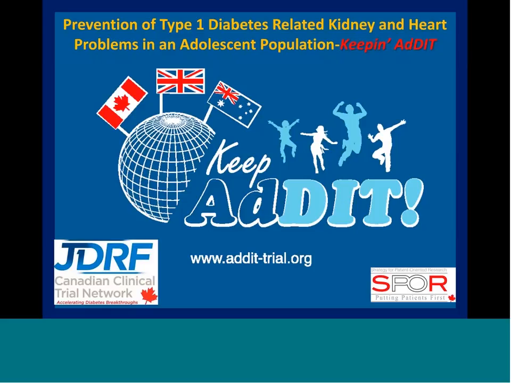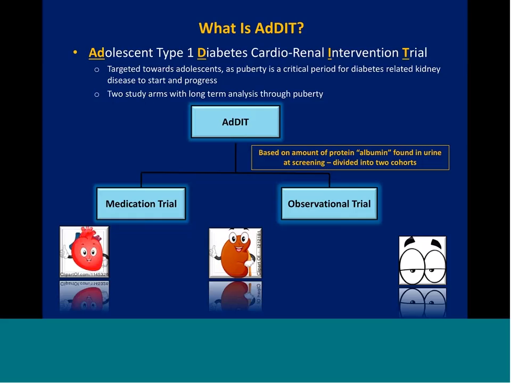I wanted to speak about AdDIT, the adolescent diabetes cardio-renal intervention trial, and it's focused primarily on an adolescent or teenage type 1 diabetes population, and we're specifically focusing on kidney and heart disease. We're sharing some of our promotional material that we give out to some of our teenagers who participate in the trial, and this is the logo on our T-shirt which says "Keep at it." Again, pardon the pun, but also sharing some of the multinational nature of this, which includes Canada, the United Kingdom, and Australia, as well as some of the input from one of our major sponsors, the Juvenile Diabetes Research Foundation, which has given us a lot of support over the trial. Next slide, please.